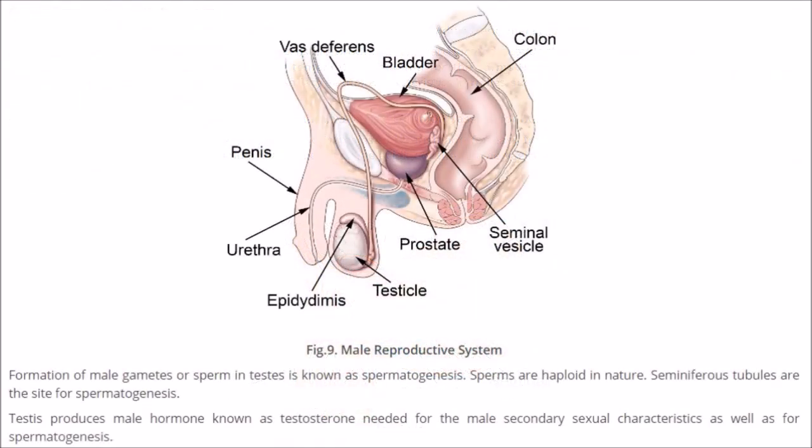So this formation of male gametes or sperm in testes is known as spermatogenesis, and the sperms are haploid in nature. Haploid means half chromosomes. Seminiferous tubules are the site of spermatogenesis. So testes produce male hormones. As we said, this is testosterone. This is needed for secondary characteristics of a male, as well as for the preparation of spermatogenesis.